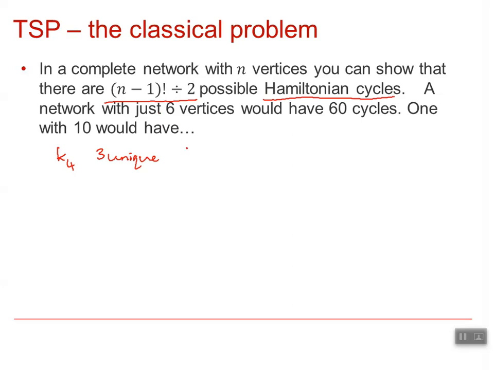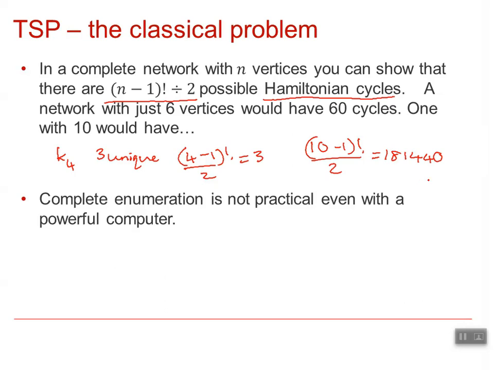Using this formula, 4 take away 1 factorial divided by 2 is actually 3. A network with 6 vertices would have 60 cycles, and one with 10 would have (10 minus 1) factorial divided by 2, which with a calculator is a very large number, 181,440. This is obviously huge, and we wouldn't be able to realistically find all these cycles.